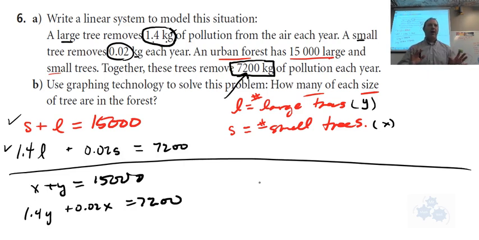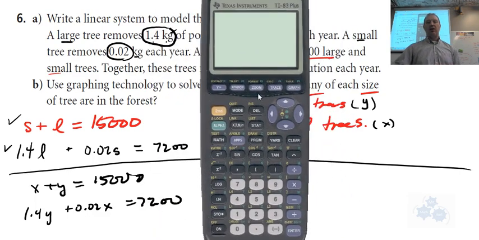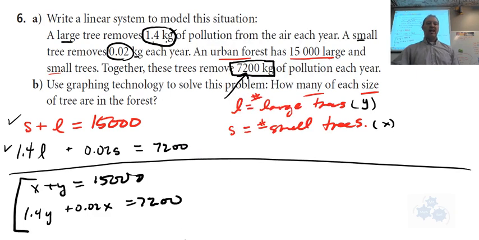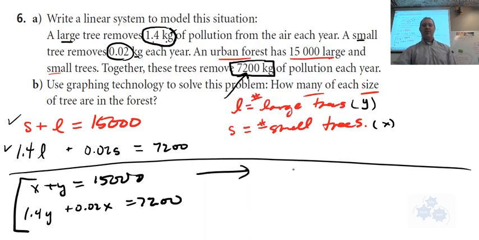Because the calculator knows X and Y, it doesn't know S and L. So it might be a little tricky to keep those straight. I would rewrite the equations in terms of X and Y. And then we'll just have to remember at the end, when we find our solution, that X equals the number of small trees, and Y equals the number of large trees. So turn your calculator on, or graphing technology, whatever you have. Let's get rid of everything else we have in there. Are we ready to plug these into the calculator yet, or do we have to do something ahead of time? We have to solve for Y, don't we?